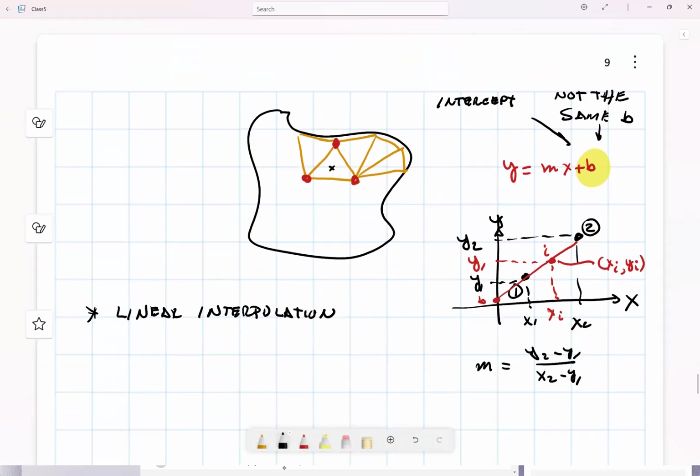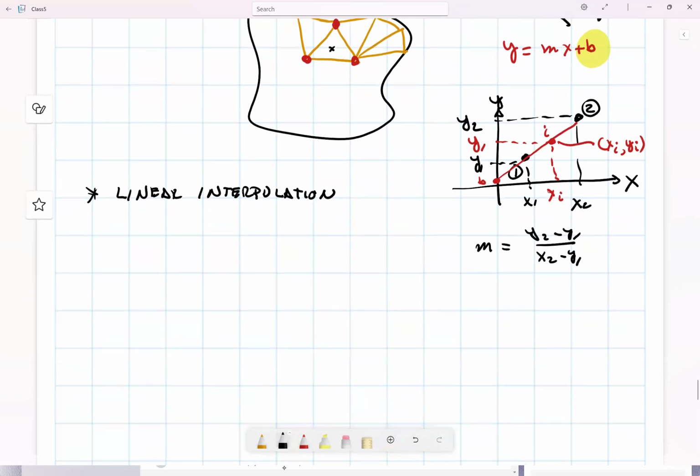Okay, linear interpolation. Well, you just have to compute the equation, right? You compute the equation there, and then to get, it's the same equation. You just evaluate.